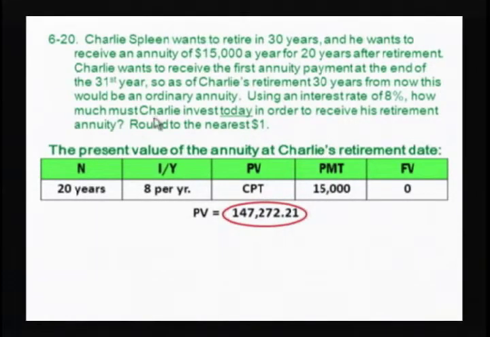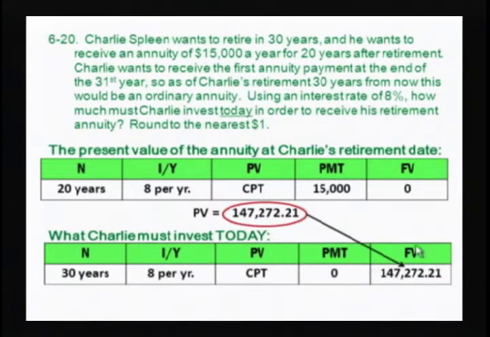Now, the original question was how much must Charlie invest today? So to ensure that he has this amount in his retirement account when he retires 30 years from now, we'll discount that back 30 years at the 8%. So we'll consider this a future value. He needs to have that amount in his retirement account 30 years in the future. We discount 8% per year. He needs to invest $14,636 today so that he can get his $15,000 annual payments for 20 years after retirement.